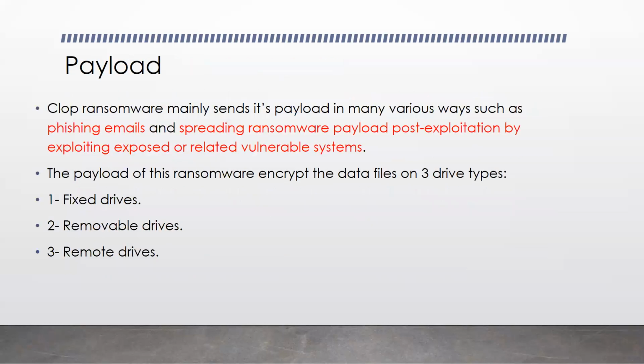The payload. cl0p ransomware mainly sends its payload in many various ways, such as phishing emails and spreading the ransomware payload post-exploitation by exploiting exposed or related vulnerable systems. The payload of this ransomware encrypts the data files on 3 different drive types: the fixed drives, removable drives, and the remote drives.